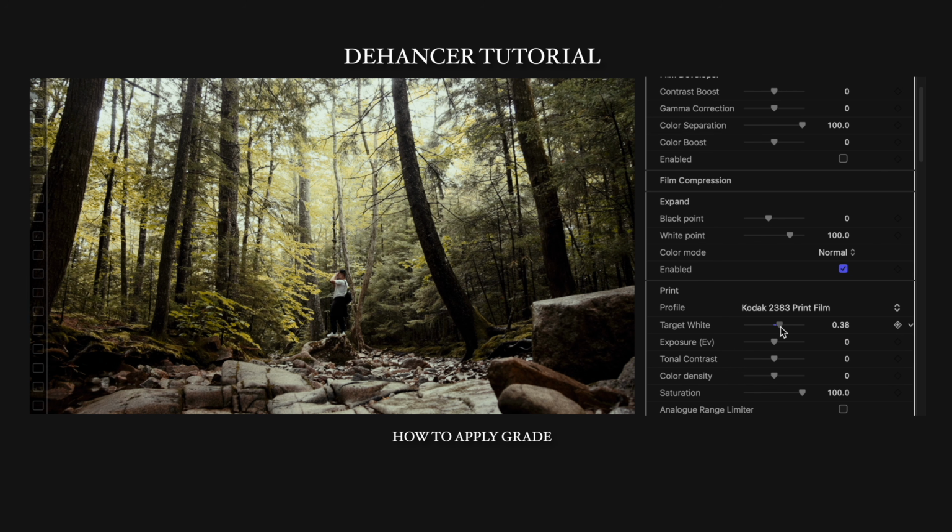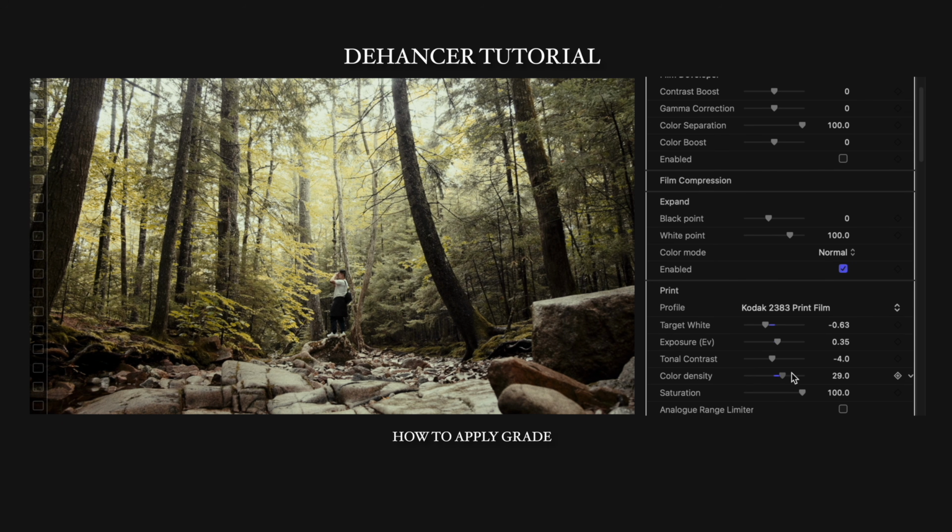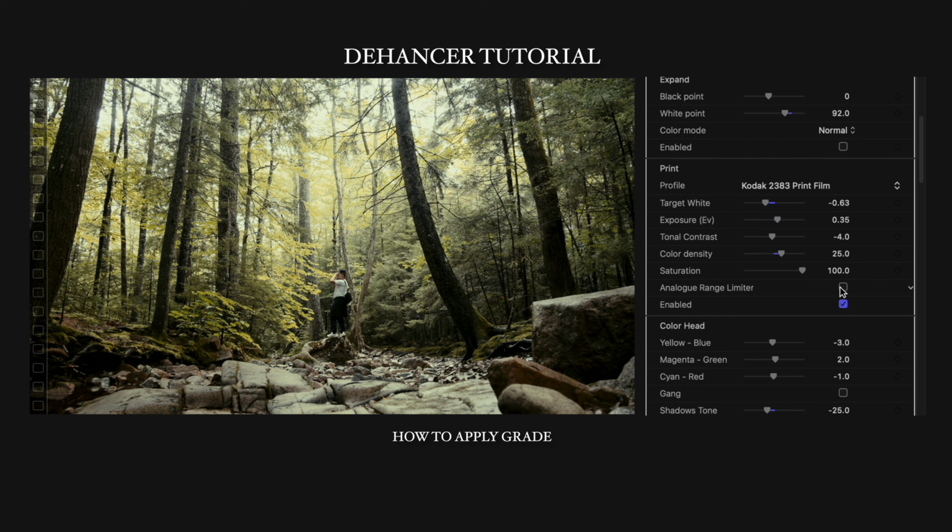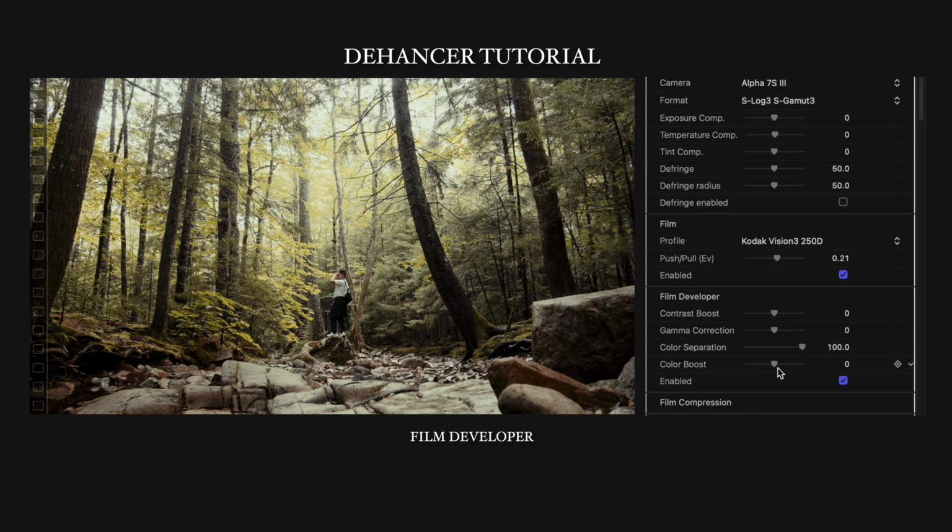This section includes sliders that allow you to adjust the temperature, exposure, contrast, and color density. I find that the analog range limiter will lift up your shadows, making your shot look a bit washed. So there's a lot of sections that Dehancer offers if you're looking to get the most adjustments out of your image. First, you got Film Developer. It allows you to adjust the contrast and saturation of your image. It's helped add more vibrancy and punch to my shots.